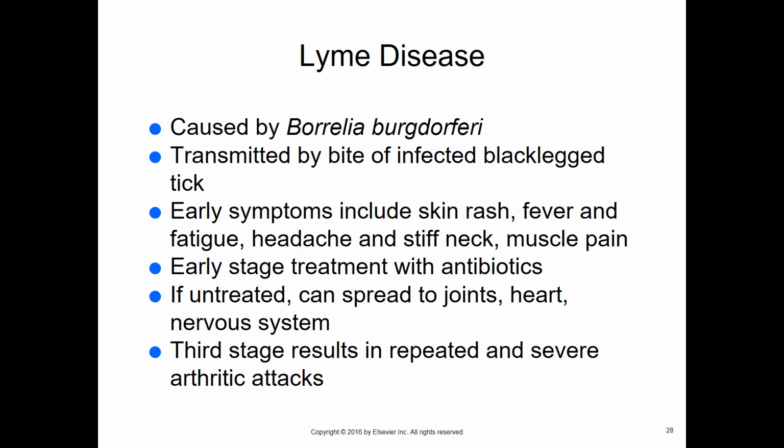Lyme disease in the U.S. is caused by Borrelia burgdorferi. This is a gram-negative motile spirochete that is transmitted to a person by the bite of an infected black-legged tick. It's usually a deer tick, and it's usually extremely small. And the infection occurs in 3 stages. So early symptoms would be that rash with the bullseye. You'll see a picture of that in a minute. Fever and fatigue, headache, and stiff neck and muscle pain.